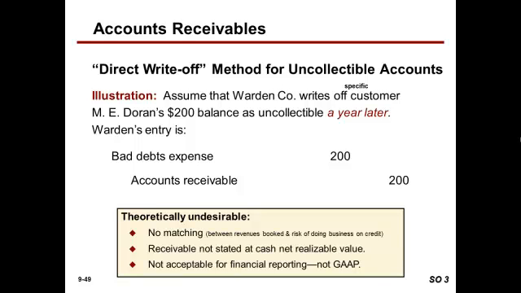In this case, as indicated, there is no matching between the revenues booked a year earlier and the cost of doing business on a credit basis. The receivable was not stated at a cash net realizable value because no allowance account is used in the direct write-off method. And as indicated, this method is not acceptable for financial reporting. It is not generally accepted accounting principles, not GAAP.